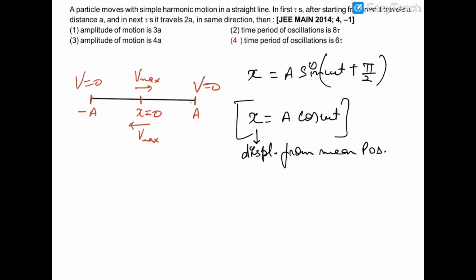So initially the displacement of the particle from the mean position is A, because it is starting from t equal to 0. Therefore, when it travels a distance of a towards the mean position, let's suppose it is situated at this distance. This is A. So the displacement of the particle from the mean position would be A minus a. So this x would be equal to A minus a, and that is equal to A cos omega tau.